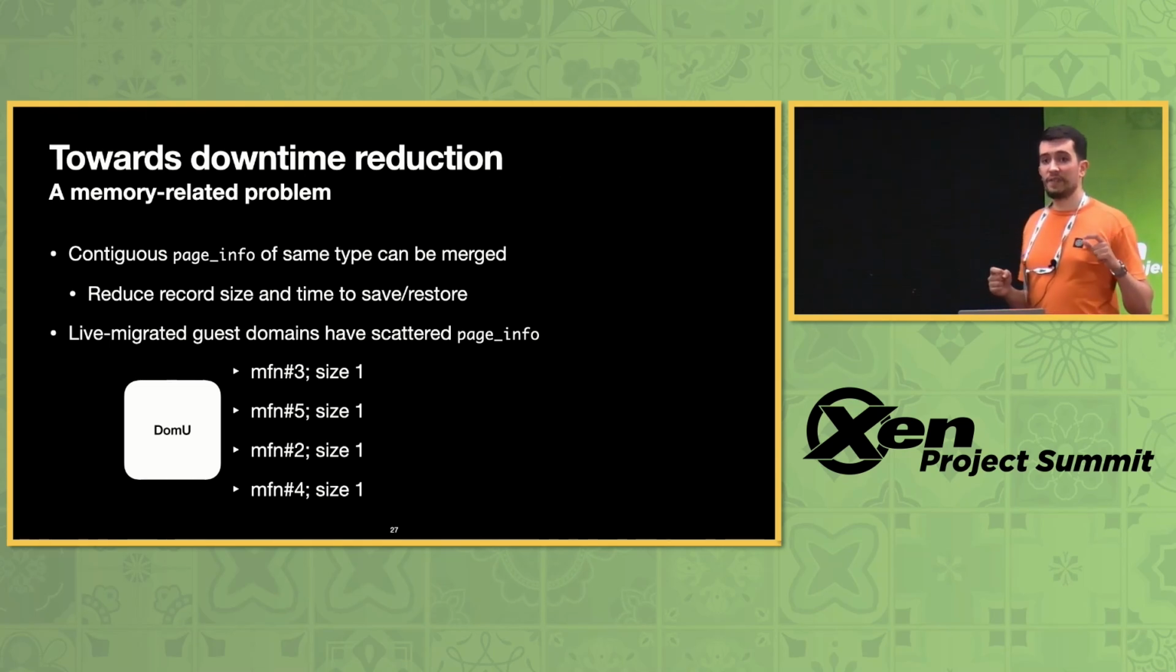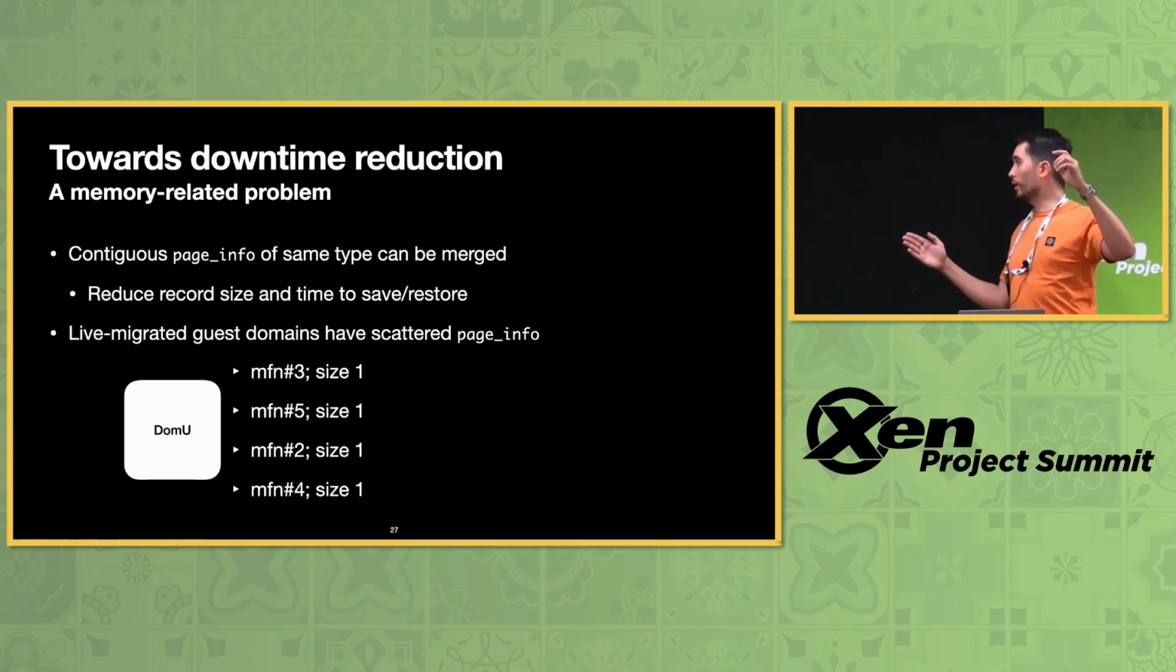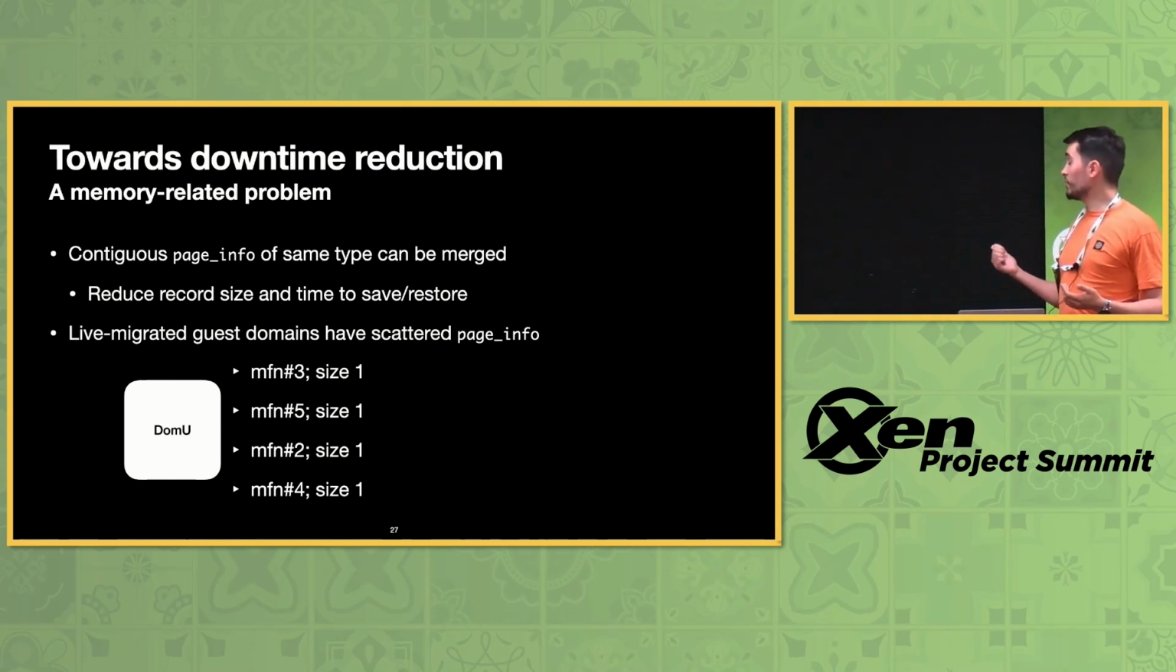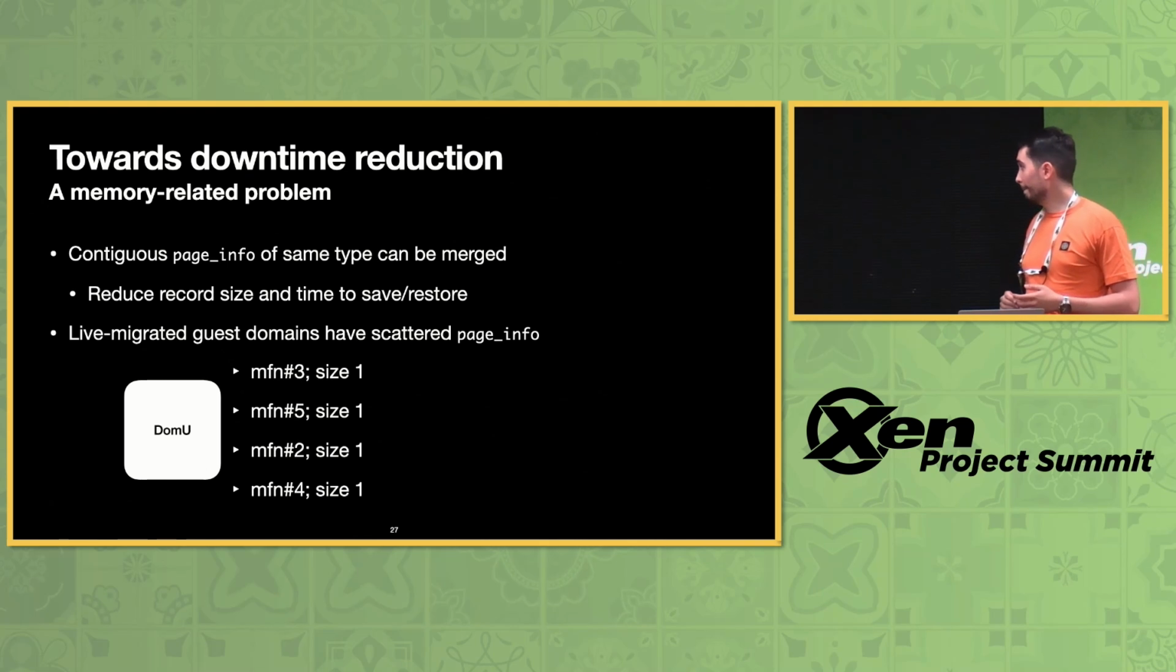At the moment, the algorithm we have is fairly simple. It just looks at the current MFN and iterates through the list of page infos. And if the next one is adjacent, then we could just merge the two entries into just one. And with contiguous page info records, this is quite good because we can reduce the size of the stream and take less time to save and restore that information. We have also realized that when a guest domain has been live migrated, it is more likely that it has page info scattered, and so it has a larger downtime and larger stream.